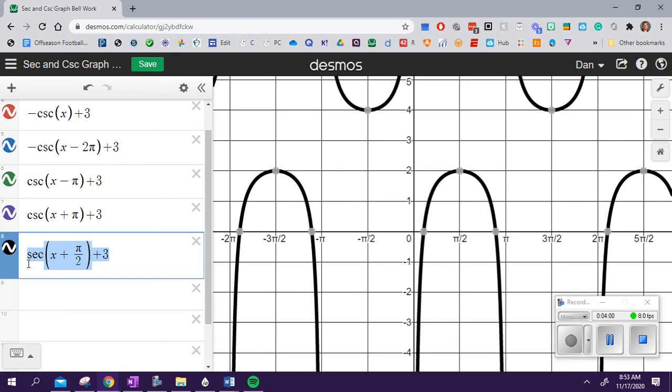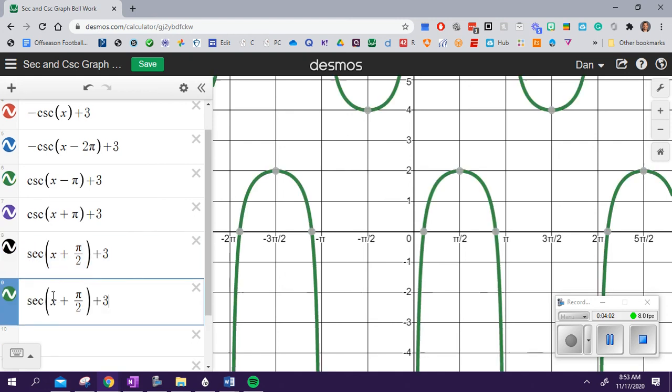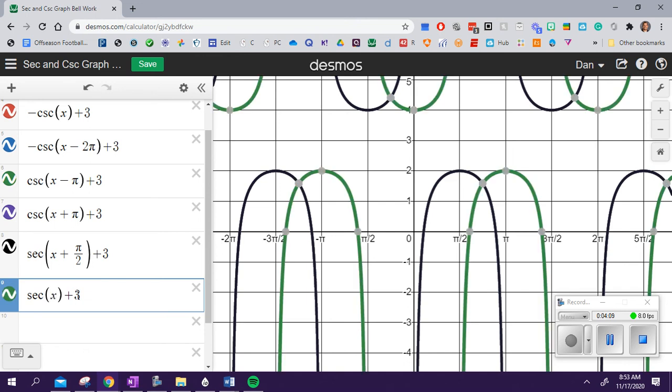She said we could go left or right. So let's just do one more. Instead of going left, let's go right. How much would I need to shift that thing to the right to get it to match up?